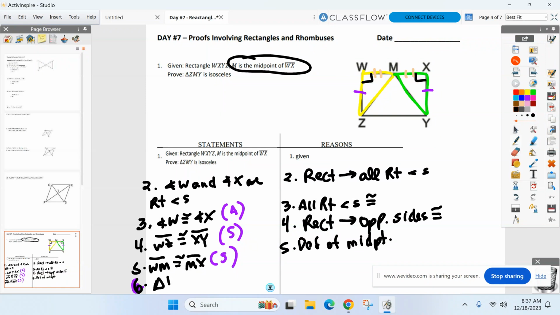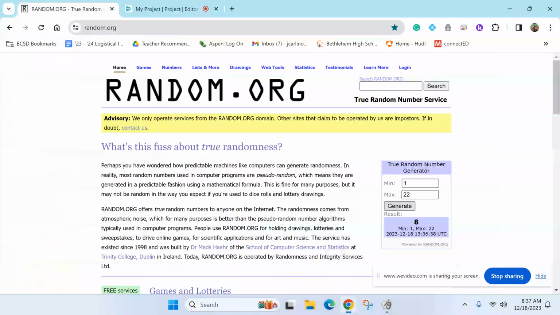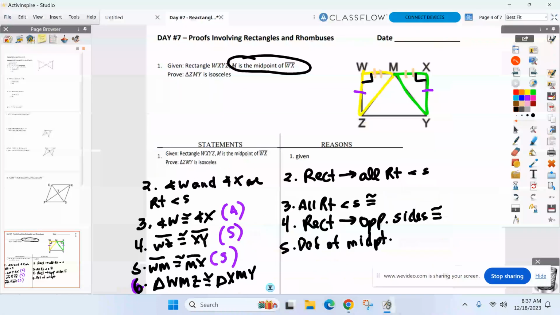Triangle WMZ is congruent to triangle XMY. And reason, there's only one it could be. Only one it could be here. Lily, good deal.